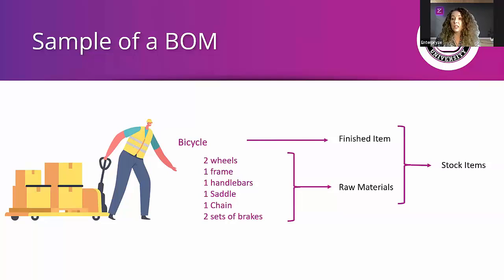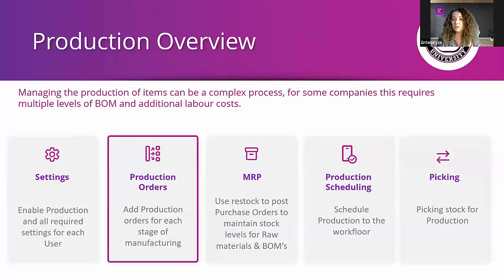So let's move on to the production orders themselves. Now that we have some background information, how to get set up, what the bill of materials actually is, what it potentially could look like, let's look at the production orders and how you can add those for the different stages of manufacturing.